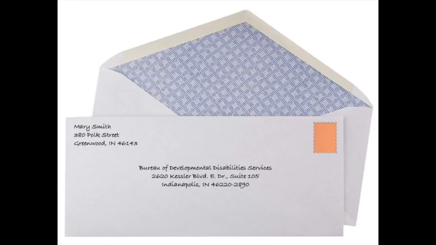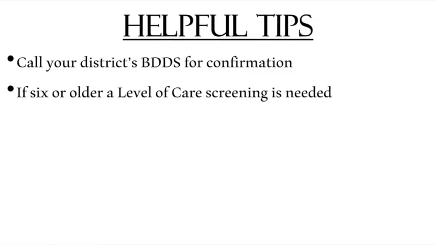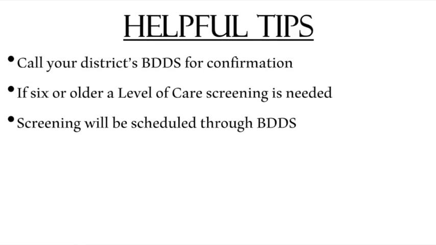Sending your documents through certified mail will provide you with a mailing receipt and, upon request, electronic verification that the mail was delivered or that a delivery attempt was made. A few weeks after mailing your forms, you can call your district BEADS office to verify that they received your paperwork. If your child is over the age of 6, he or she will need to have a level of care screening before being placed on the waiting list. The BEADS office will contact you to schedule this meeting.